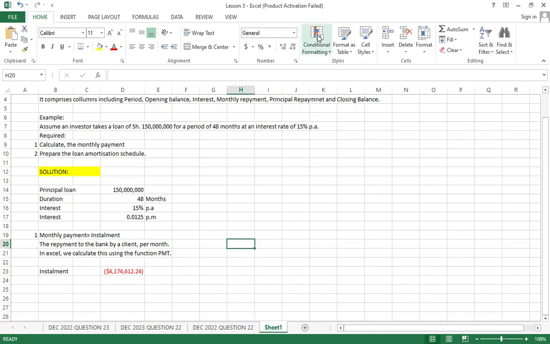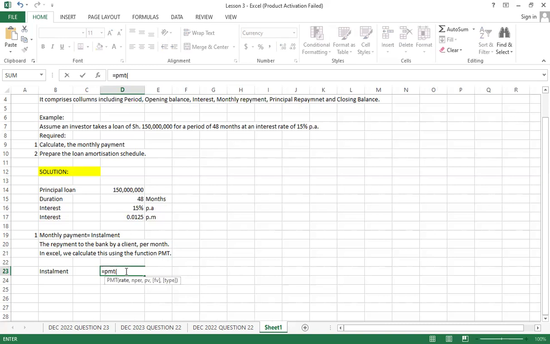Excuse me, Mwalimu. This is Jeff. Yes, Jeff. Could you kindly repeat from where we've started putting the PMT? So what I've said is equal to, it's a very simple formula, eh? Equal to PMT, and then the open bracket. As soon as you open the bracket, you should be seeing the formula. Are you seeing the formula down there?